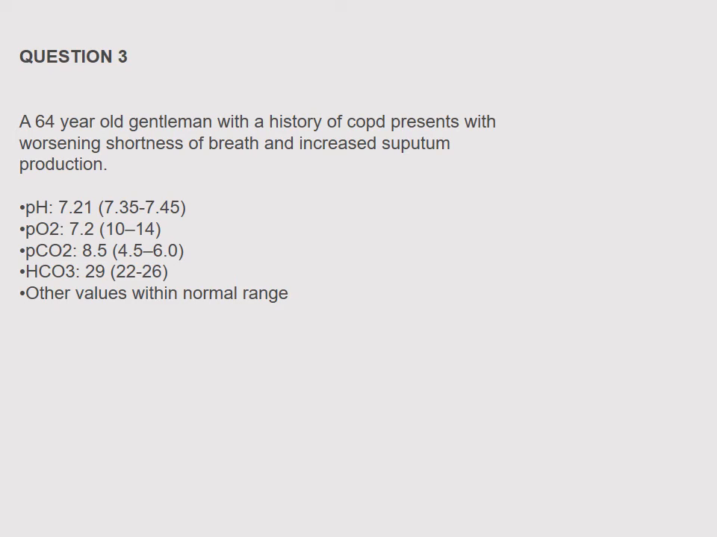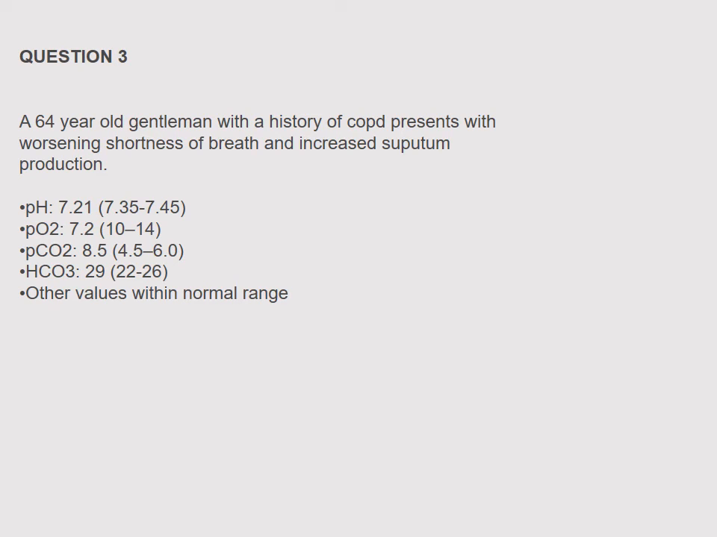So question number 3. A 65-year-old gentleman with a history of COPD presents with worsening SOB and increased sputum production. Looking at this pH, we can clearly see it is in the acidotic range, and we see the PCO2 is very high as well, 8.5. So high PCO2 will cause acidosis, and it matches with the pH. So it is respiratory acidosis again.